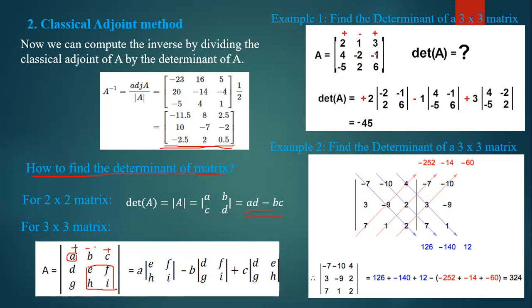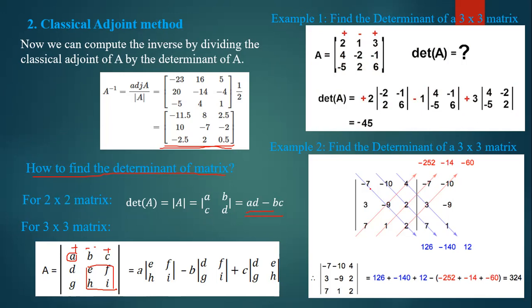Let's take one simple example to find the determinant. The matrix is 2, 1, 3, 4, minus 1, minus 1, minus 5, 4, 6, 9. So what is the determinant of this? 2 times minus 2 minus 1, minus 1 times 4 minus 1 minus 5, 6, and 3 times 4 minus 2 minus 2 minus 5 minus 2. This gives us minus 45 easily.